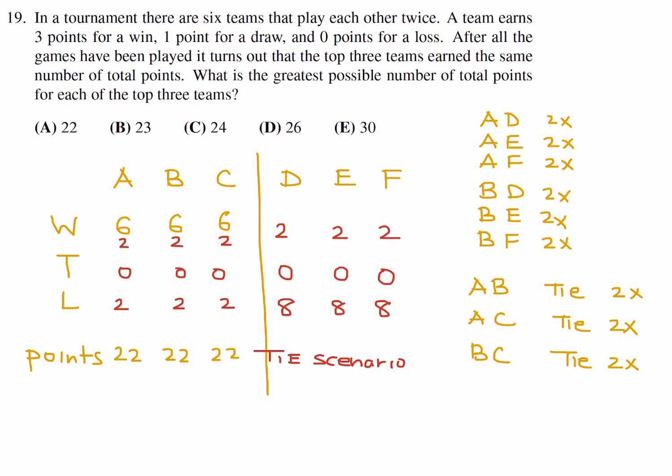All right, let's figure out the points here. This time is 8 wins, and then no ties, and losses you don't get any points. So that looks like 24. So 24, 24, 24, and 24 is indeed higher than 22. So that is the greatest possible number of total points. It takes a little bit of fiddling around. Number 19, the answer therefore is C.